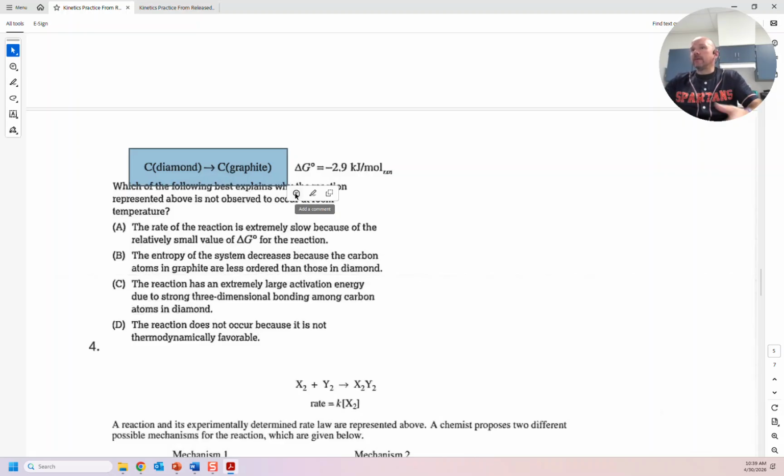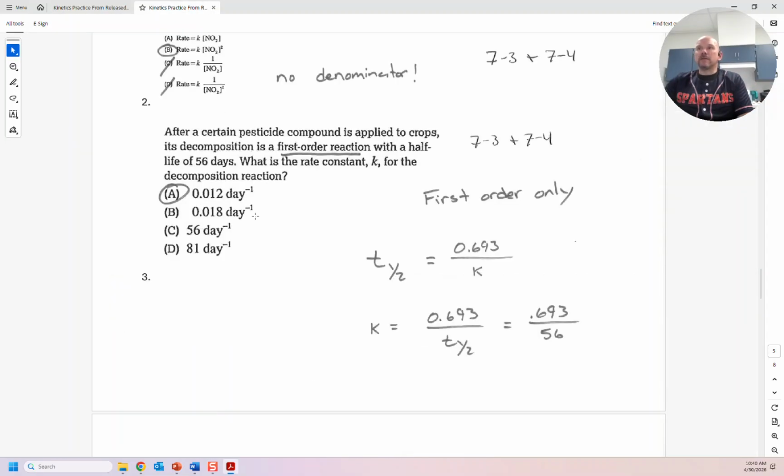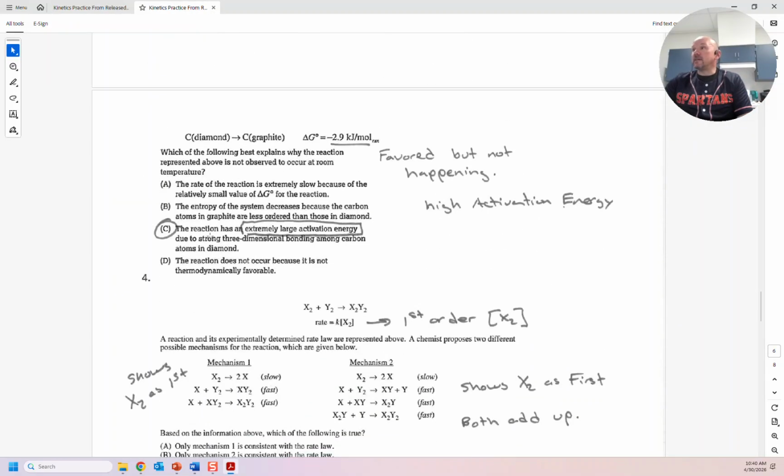So it's thermodynamically favored, but right now there's not enough energy for the activation energy of the reaction to be met, right? So really, we're just looking for anything that's talking about a high activation energy for this question. And if we look at choice C, the reaction has an extremely large activation energy due to the strong three-dimensional bonding among carbon atoms. You remember, in unit 1, we always were talking about network covalent compounds like carbon and graphite, and they have strong network covalent bonds. So that's just kind of reaffirming that. So again, the answer is choice C in this case.